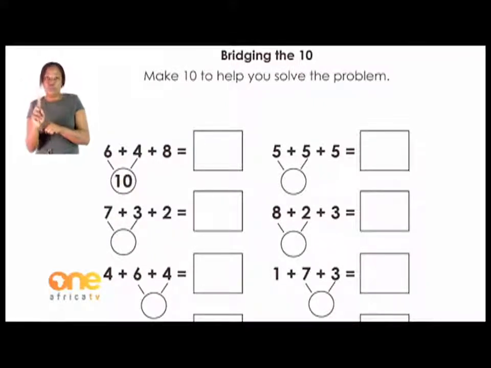So the 2 numbers which they have indicated with the arrows and the circle, it means those 2 numbers, when you add them, they give you 10. After you got your 10, now it's easy for you to add the next number. So the first one, 6 plus 4 is 10. To a 10, if we add an 8, what do we get?